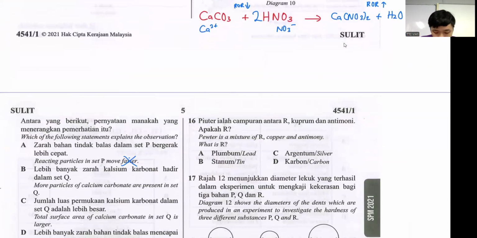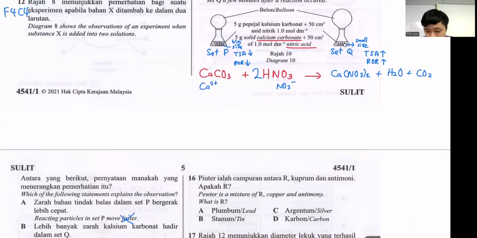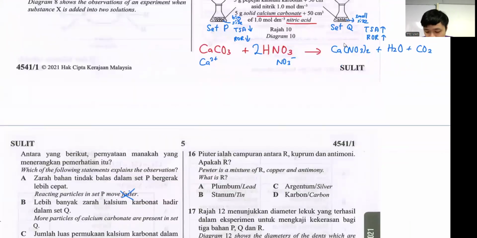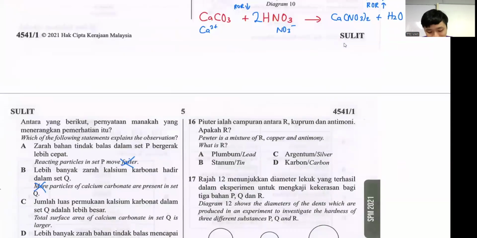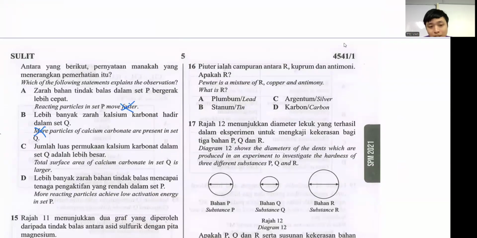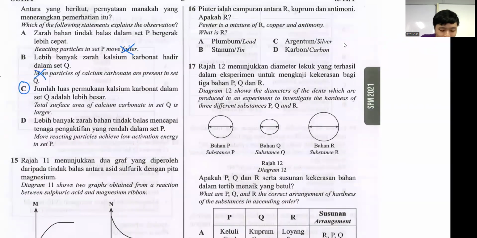No, wrong. So B, more particles of calcium carbonate are present in set Q. More particles, no. It's not more, it's the same. Total surface area of calcium carbonate in set Q is larger. Yes, so C is correct answer. More particles achieve low activation energy? No. We are not talking about catalysts.